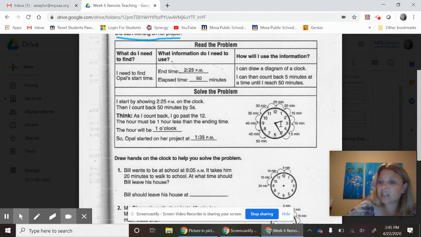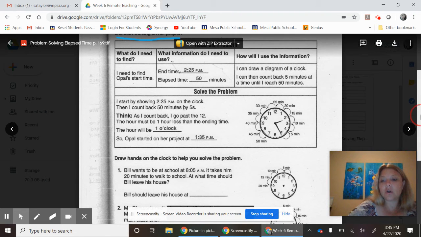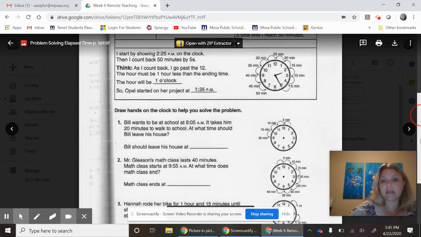However, it's not going to stay 2 o'clock because remember, your minute hand's going all the way up past the 12, that means you have to go back an hour, which means it's no longer 2 o'clock, it's now the 1 o'clock hour. So that's how they got 1:35. Okay, we are going to go through these problems.